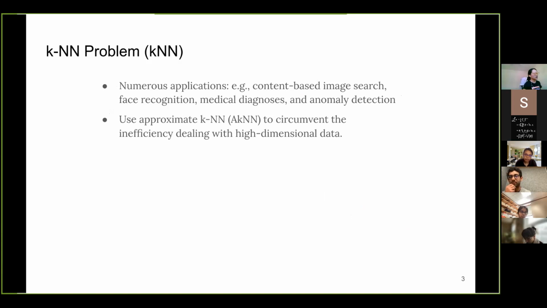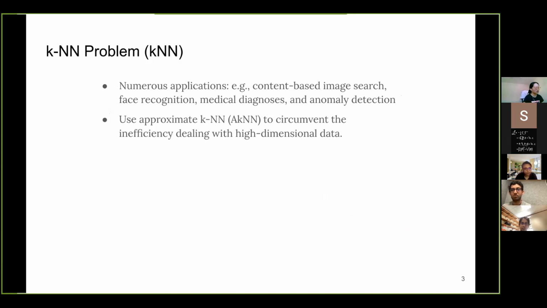As we all know, KNN is a basic machine learning technique that has numerous applications, including content-based image search, face recognition, medical diagnosis, and anomaly detection. However, the issue is that nowadays high-dimensional data such as pictures and videos get more prevalent, and finding the exact KNN suffers from inefficiency. And thus we turn to another problem, approximate KNN, which is appropriate for applications that allow sacrificing some precision for efficiency.